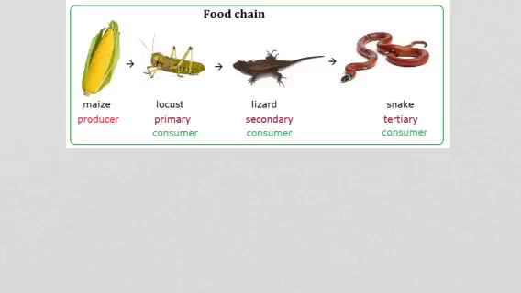So here we have our locust, which is a primary consumer. Primary means it's the first consumer in the chain. It is also known as a herbivore. Now, the lizard is the second consumer in the food chain, but it is not an herbivore. It is eating an animal. Therefore, it is a carnivore.